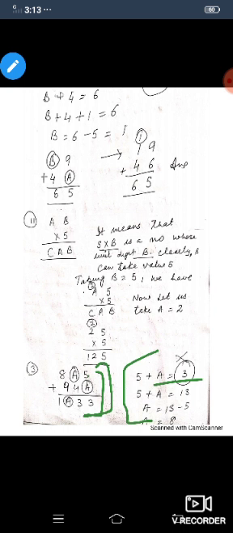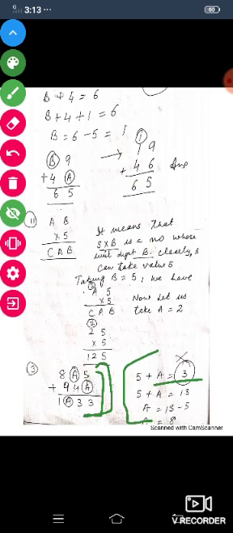Now what is A? A is equal to 13 minus 5, that is equal to 8. Now 5 plus A is equal to 13. 1 will be carried over to the second row. Then A plus 4 plus 3 is equal to 4 is equal to 3.